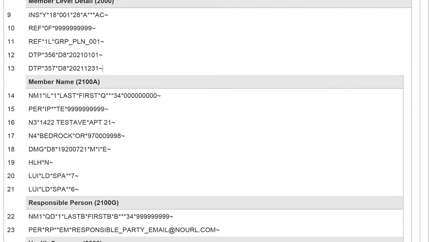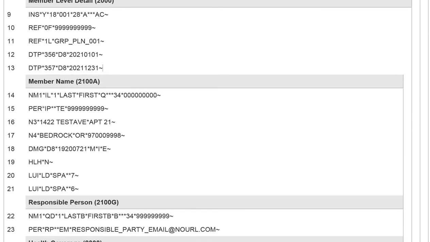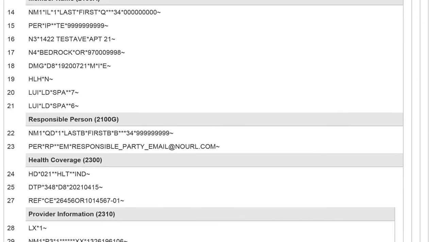Moving on from there, you'll see in the 2100A loop, the N1*IL, which is the subscriber name and his or her ID, and then the demographics. And in this example, I've also included languages spoken in the LUI segment. This one is Spanish spoken in red. And then in the 2100G loop, which is an optional loop, you can see the responsible person party in the N1*QD, and then their name and ID.